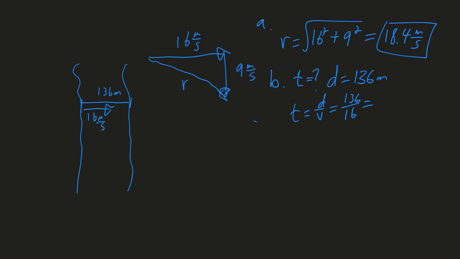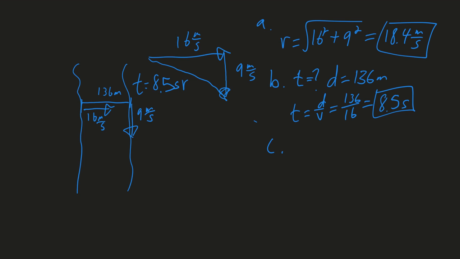And we should have a total time of 8.5 seconds. Part C. How far downstream is the boat when it reaches the other side of the river? So now we have a time that's associated with our whole situation. We have 8.5 seconds. And then now we're going to start including our 9 meters per second here.